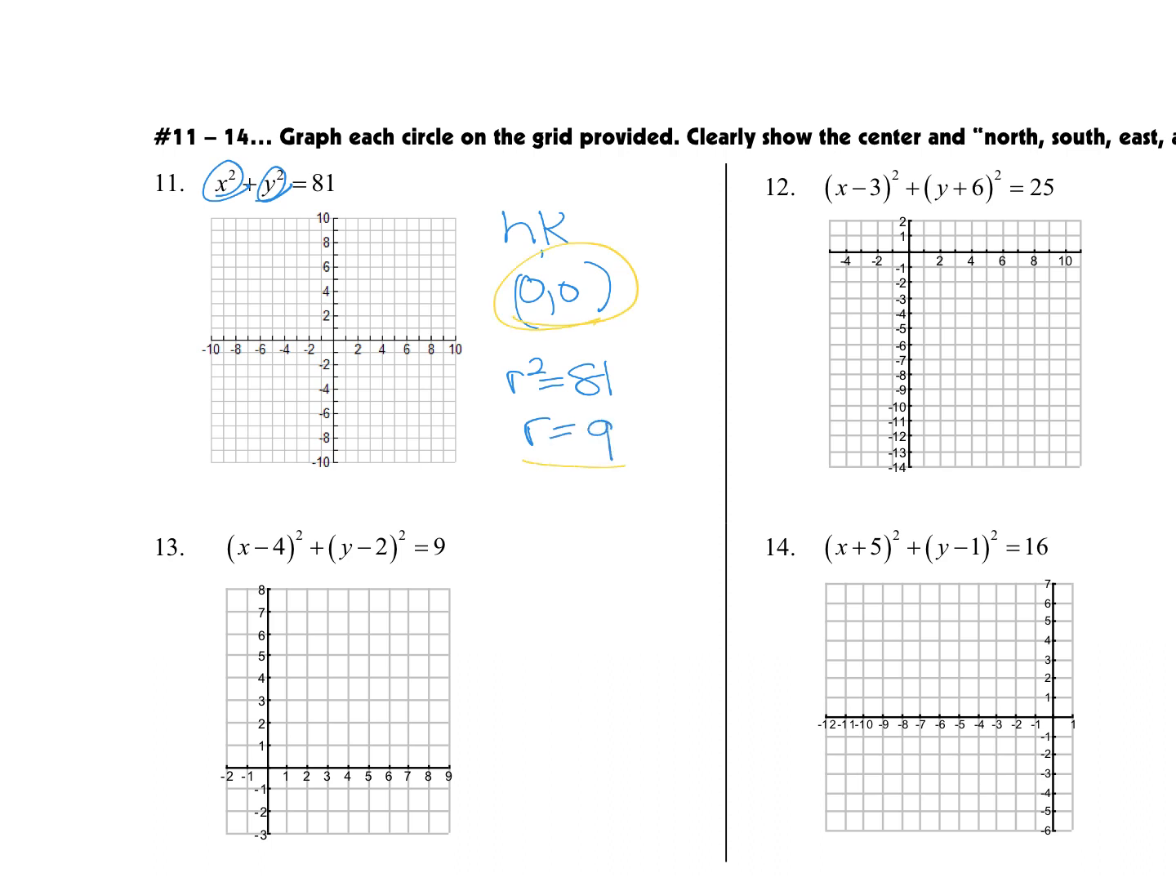So we take these two pieces of information, we mark off the origin here, and then we count. We sometimes call this our north, east, west, south. So if I count up 9, there's a point, that's my north point. If I count down 9, that's my south point. If I count to the east, that is going to be my east point. And if I count to my west, that will be my west point.